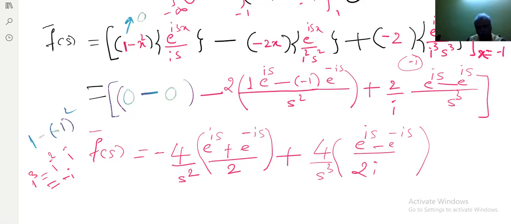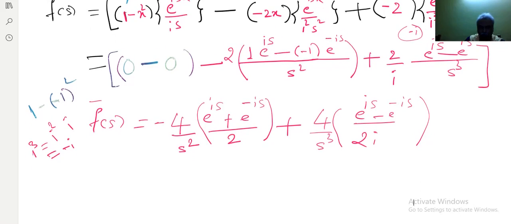So you should get practice. So now to make it more homogeneous, 4 is already there. This s cube and this s square, how do you make it? Multiply and divide by s. So let me do that also. Minus 4 s by s cube.